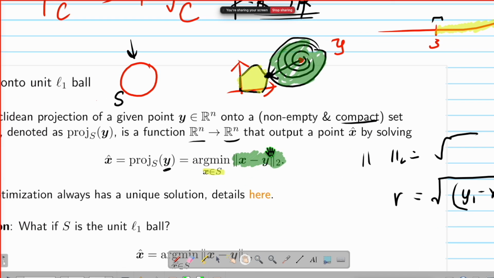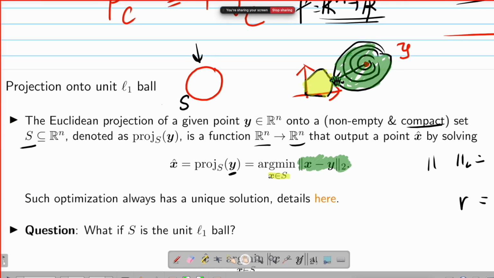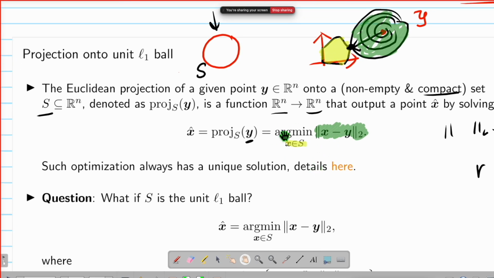So basically this means what? Find a radius, smallest radius circle touching the set S. That's it. That's simple. This is the idea. And if your point y is inside the set S, do you remember what I talked about last week? It gives you back the y. So that's the idea. So this is the introduction.